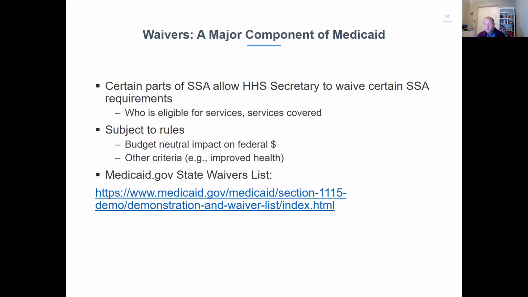Those criteria can sometimes be relaxed, but generally there are some rules around when a waiver can happen. So it's not like this is completely wide open. You can find a list of state waivers at Medicaid.gov at this link, and there are a number of them.